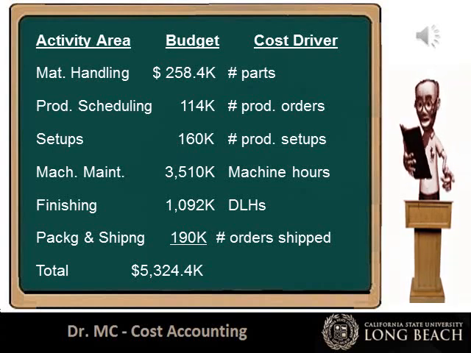The fourth activity is machinery maintenance, which costs $3,510,000 to perform. The driver for this activity will be the number of machine hours spent in making the product in question. The fifth activity is finishing a product, which costs $1,092,000 to perform. The driver for this activity will be the number of direct labor hours spent in making the product in question. The sixth activity is packaging and shipping, which costs $190,000 to perform. The driver for this activity will be the number of orders shipped containing the product produced.